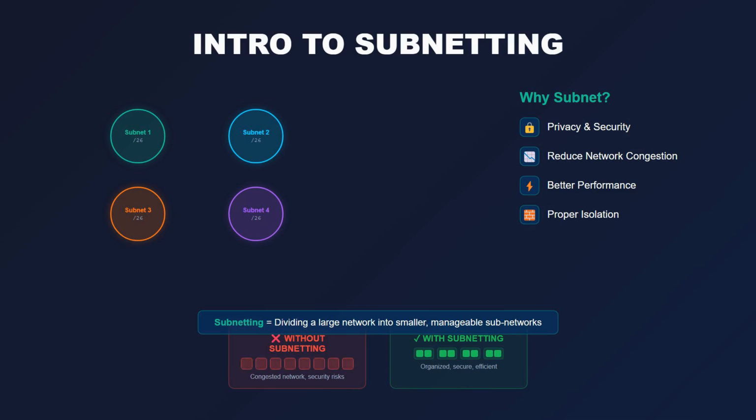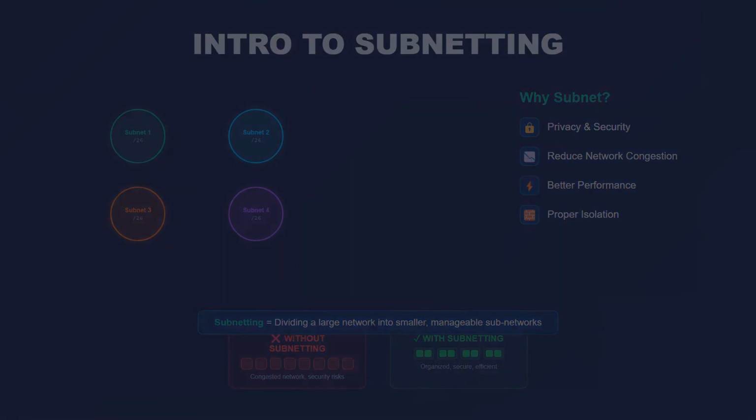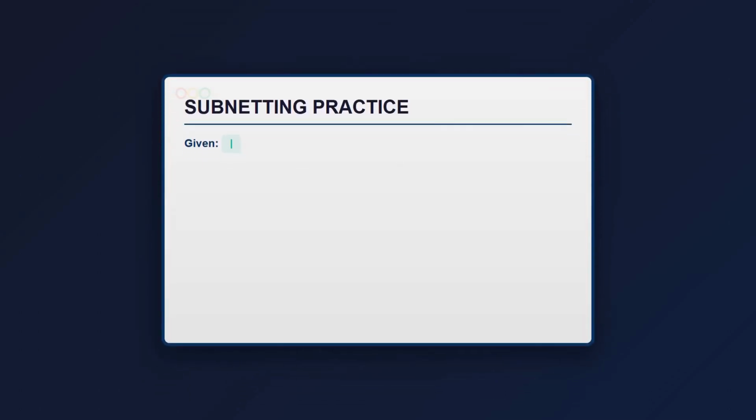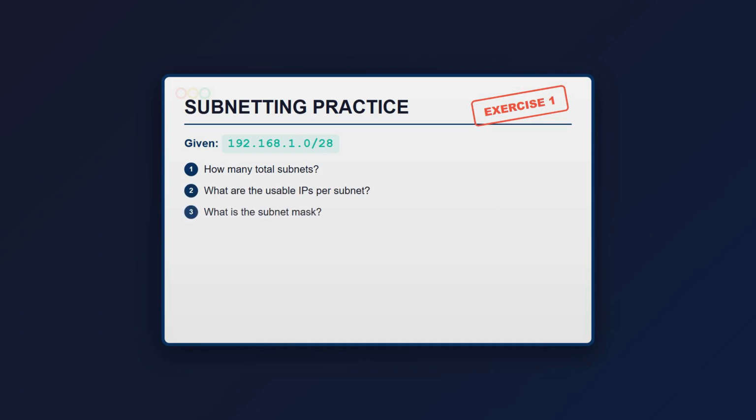Given a network of 192.168.1.0/28, we are asked to look for the total subnets, how many usable addresses, and what is the subnet mask. So first of all, we'll look at how many total subnets we'll have in this network. So how do we achieve that?